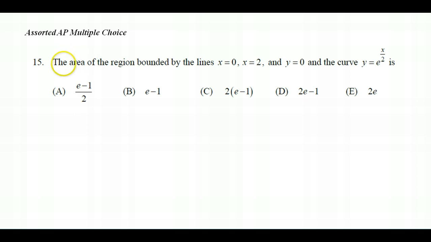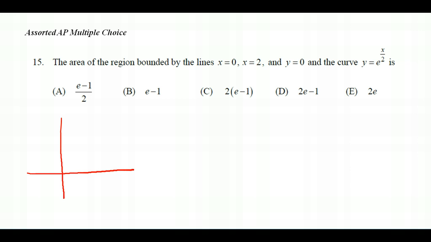Alright, now let's go through some assorted AP multiple choice questions. So number 15 of a previous exam asks you to find the area of the region bounded by the lines x equals 0, x equals 2, and y equals 0, and the curve y equals e to the x over 2. So x equals 0, x equals 2, and y equals 0. Let's graph all of those first.